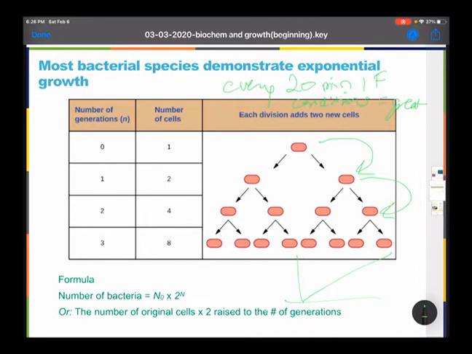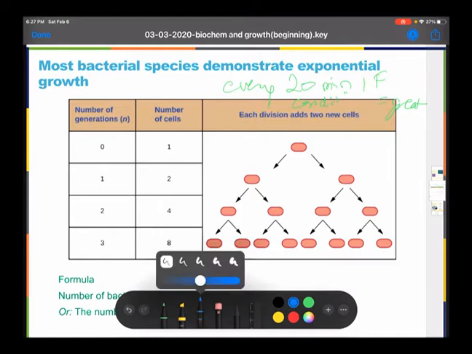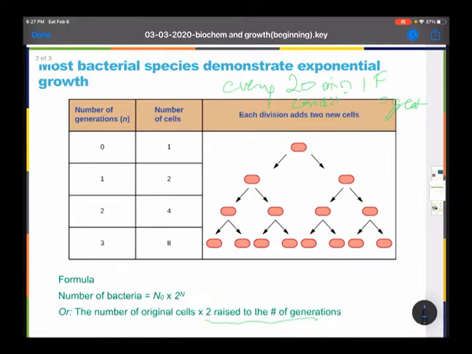And you could determine how many bacteria are in your sample by using the number of original cells times 2 to the number of generations. So let's write that out quickly in a way that will be helpful. So this is the number of original cells. So we have one cell originally, and we're going to multiply it by 2 raised to the number of generations.